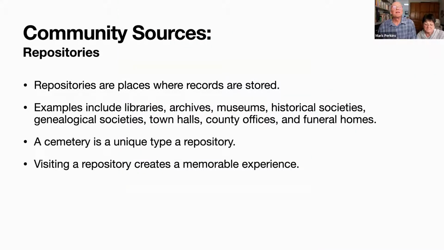And finally, we look for sources in the community, and places where they're stored are often referred to as repositories. Examples include libraries like our own, archives, museums, historical societies, other genealogical societies, town halls, county offices, even funeral homes have records. In preparing this slide, I even thought, well, a cemetery is a type of repository. When you walk out there and look at the headstones, each of those headstones is a record.